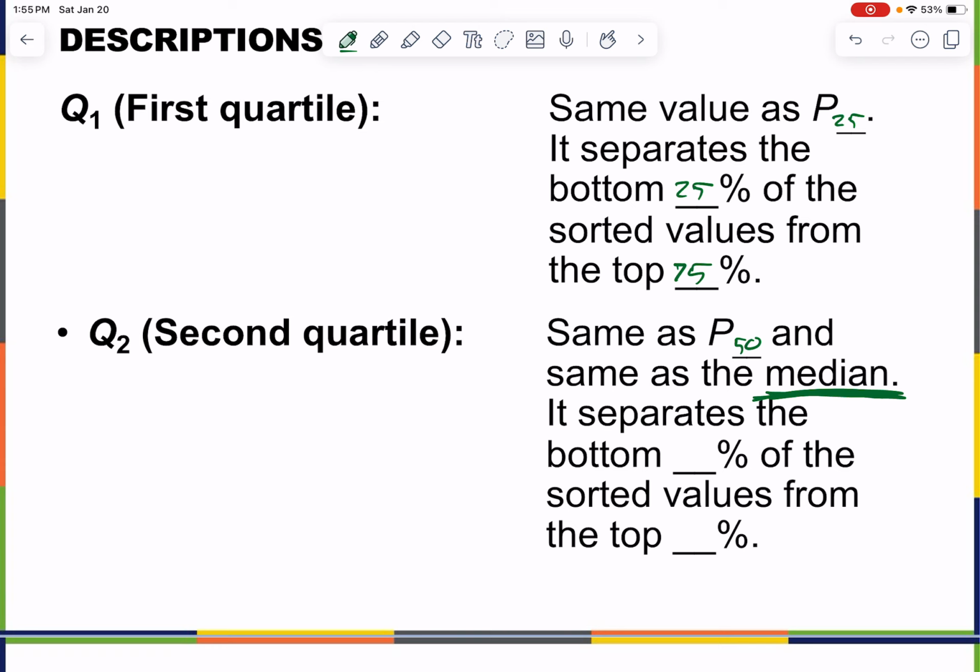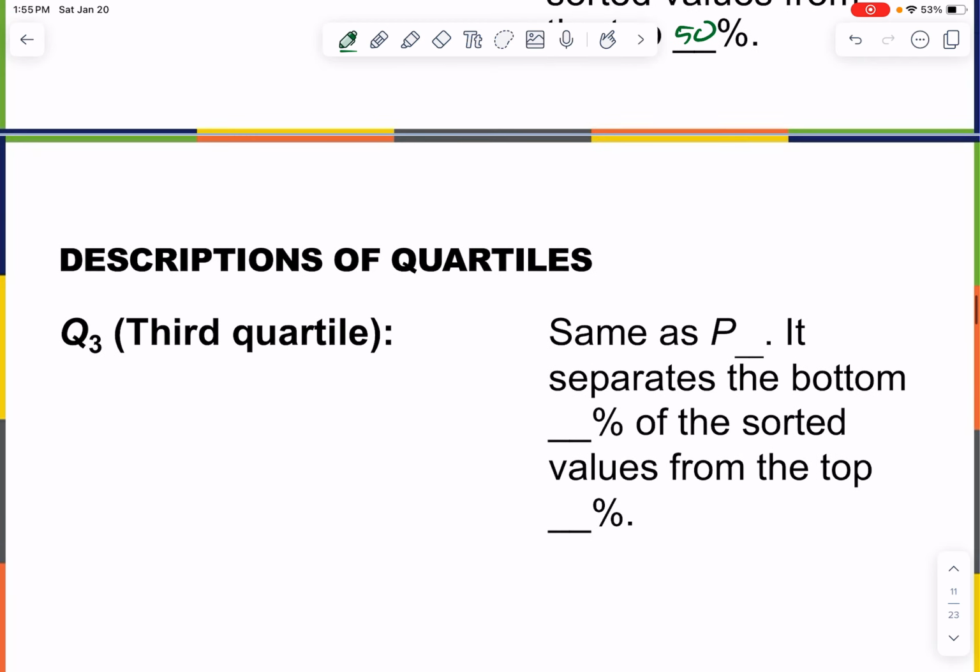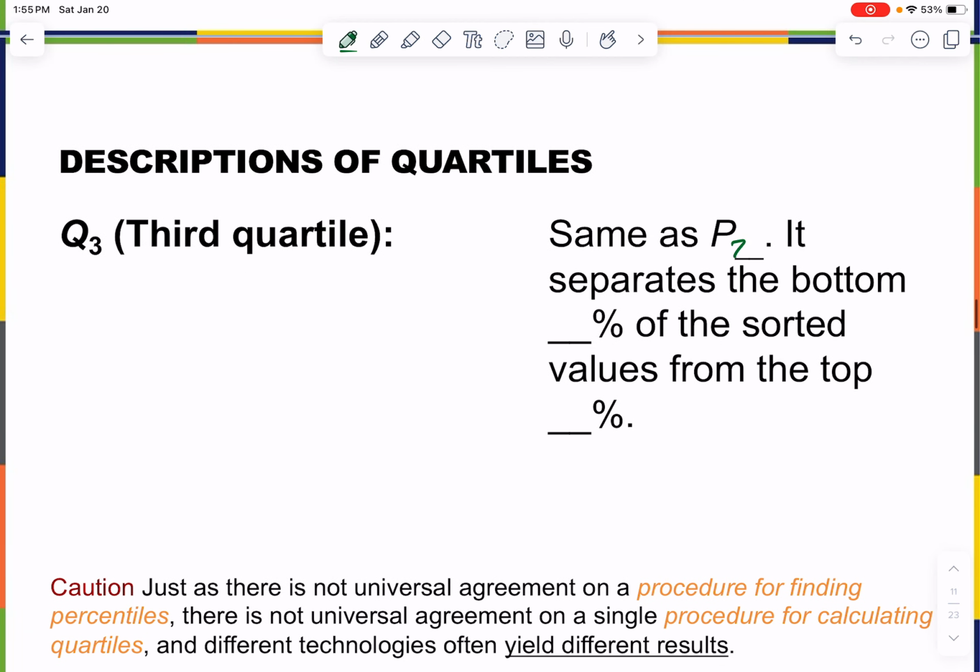We know what percentiles are. P50 is the median, the middle of the data. And it separates the bottom 50% from the top 50%. Q3 is the same thing as P75. It separates the bottom 75% from the top 25%.